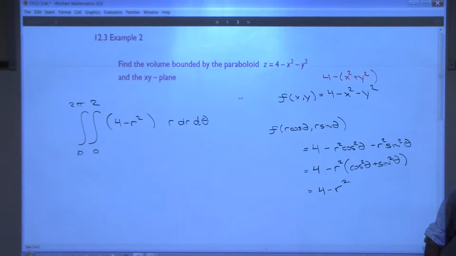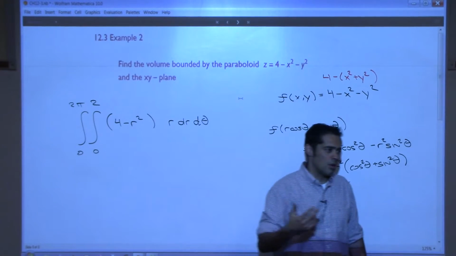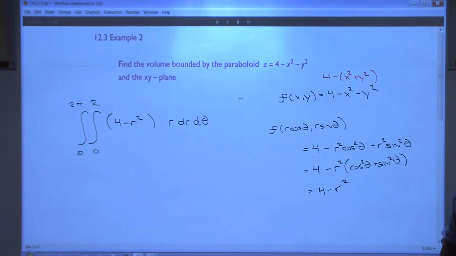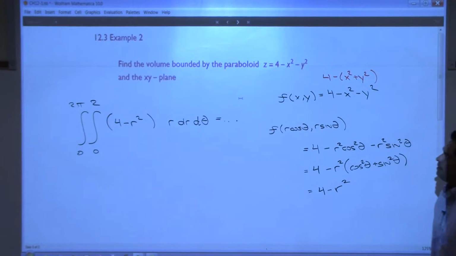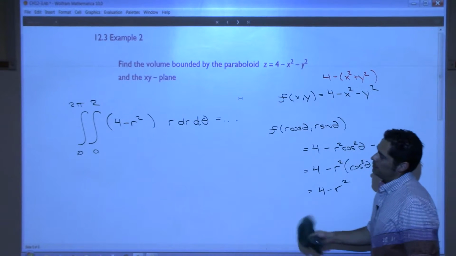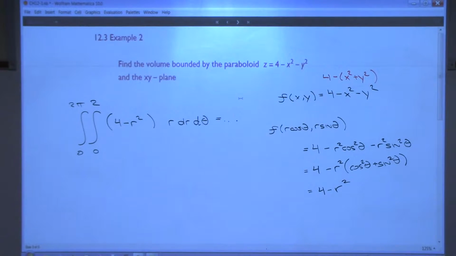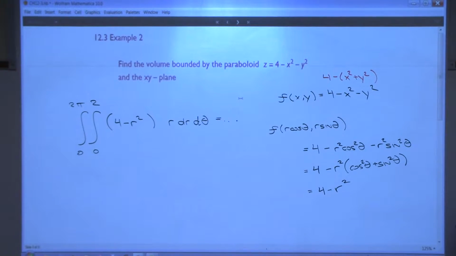Bam. We're done. That's not worth integrating any further, right? Distributing r through, 4r minus r cubed. Integrate, that should be pretty clean. Equals dot, dot, dot. That is significantly easier than doing it the other way, which would have been to somehow break up that circle into type 1 regions from last class, Cartesian. It would have been a disaster.